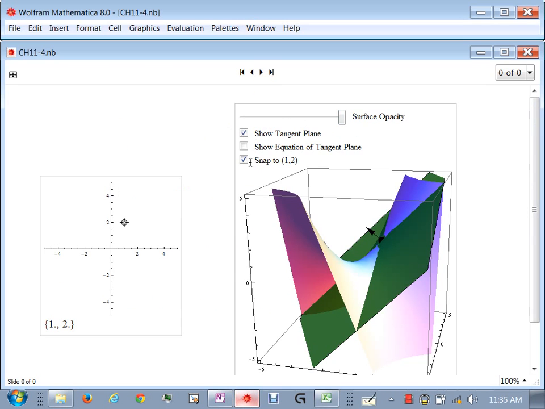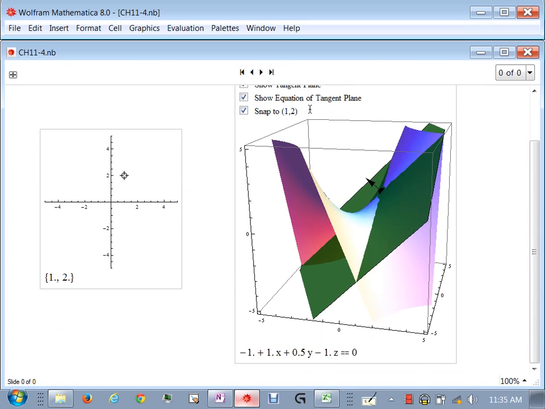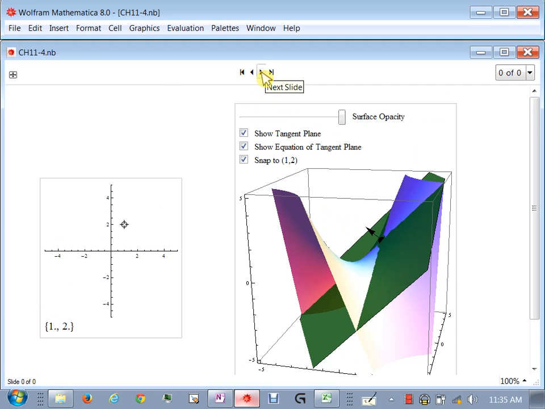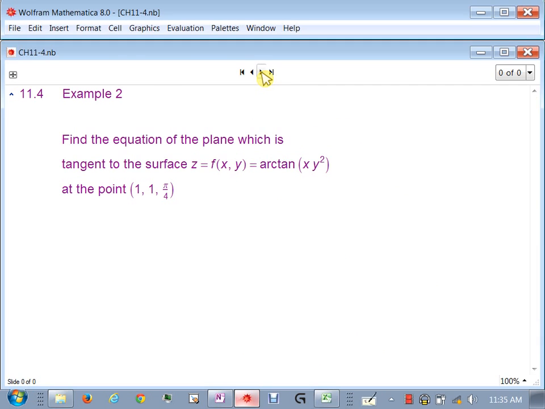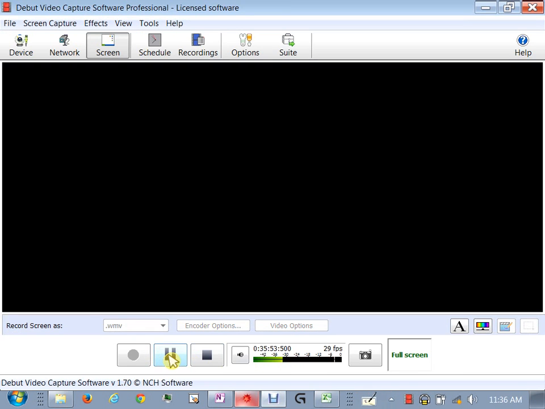All right, so there's our picture. Find the equation of the plane which is tangent to arctan xy squared. That'll be your in-class quiz. Let's do it. It'll help get your blood flowing a little bit.